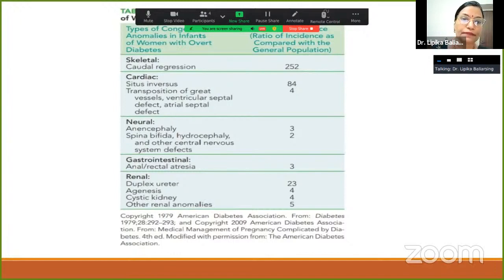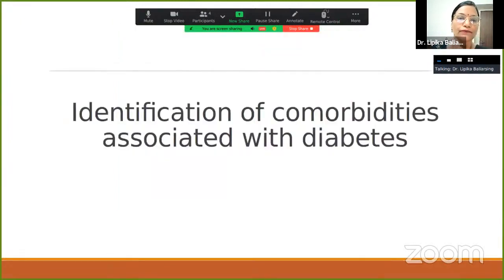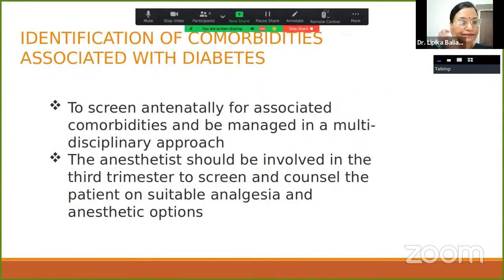So how do we identify the comorbidities associated with diabetes? It is important to screen antenatally for associated comorbidities, and it can be managed with a multidisciplinary approach. Along with the help of the obstetrician, endocrinologist, the patient herself and the relatives, it has to be treated.